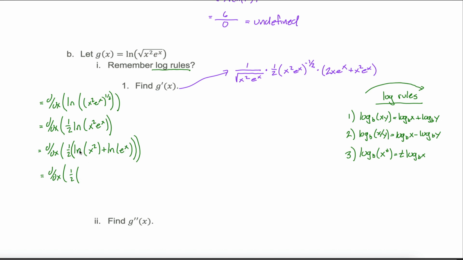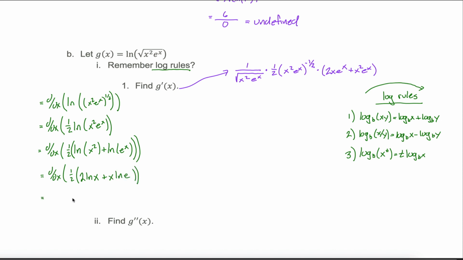If you focus on the first one, the natural log of x squared, it again fits this third log rule. We can take this 2 and bring it down in front of this natural log. So instead of the natural log of x squared, I have 2 times the natural log of x. Similarly, over here, e to the x power, using this third log rule, I can take the x down in front of this natural log, so I get x times the natural log of e.